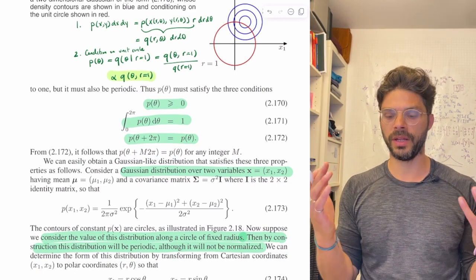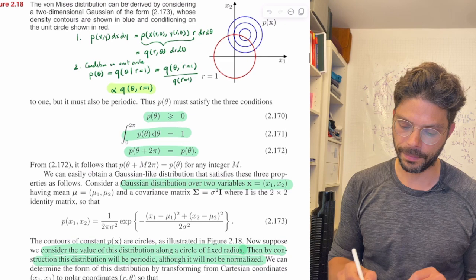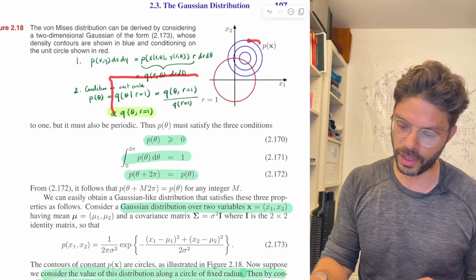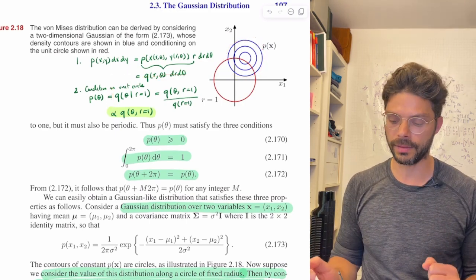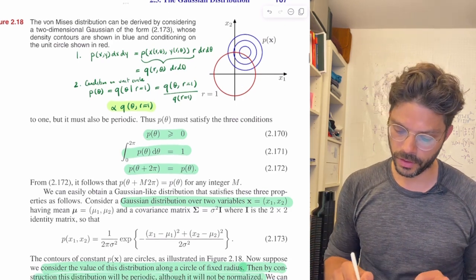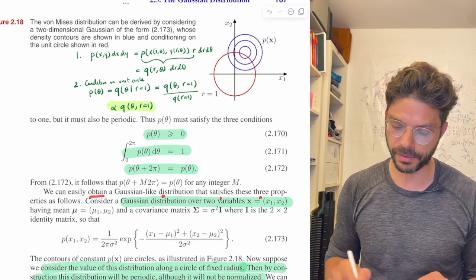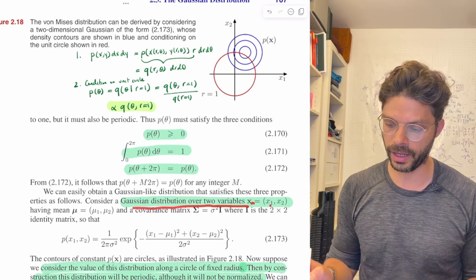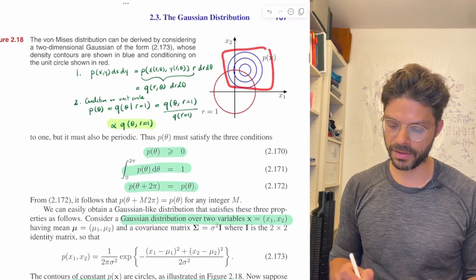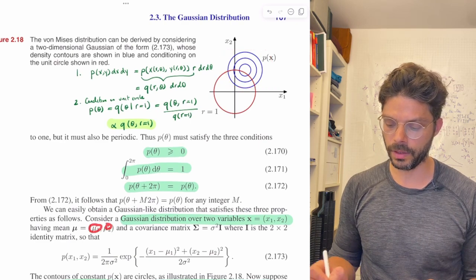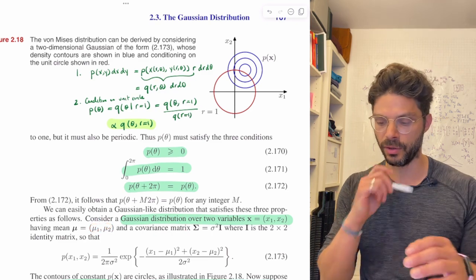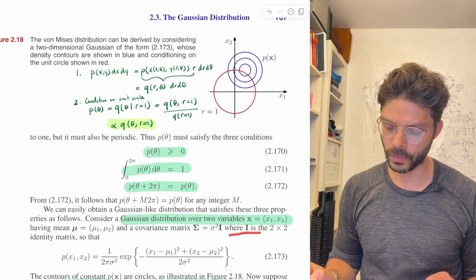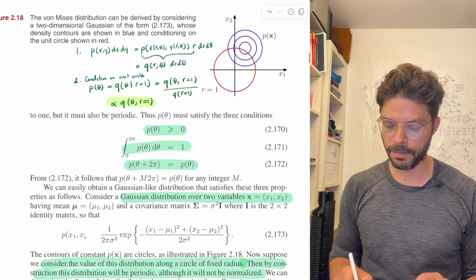Okay, so how are we going to do this? He's going to use the approach that we talked about. He's going to start with this two-dimensional distribution and then condition it on r being equal to 1. So we can easily obtain a Gaussian-like distribution that satisfies these three properties as follows. Consider a Gaussian distribution over two variables, x equals x1, x2, having mean mu1, mu2, and a covariance matrix which is just sigma squared times the 2 by 2 identity matrix. That's why it's circular. The variance is the same in all directions.